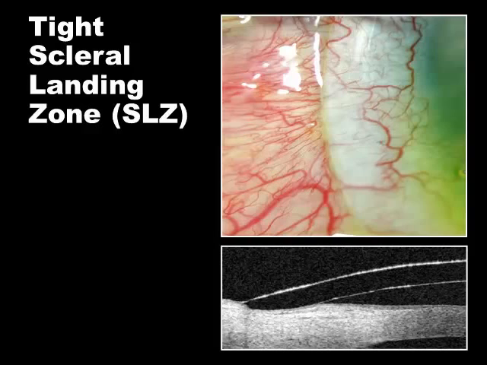If it's greater than 30 degrees of blanching or of any of this restriction of the vessels, then you'll go to scleral landing zone -2. So less than 30 degrees, order scleral landing zone -1 from the lab. Greater than 30 degrees, scleral landing zone -2.